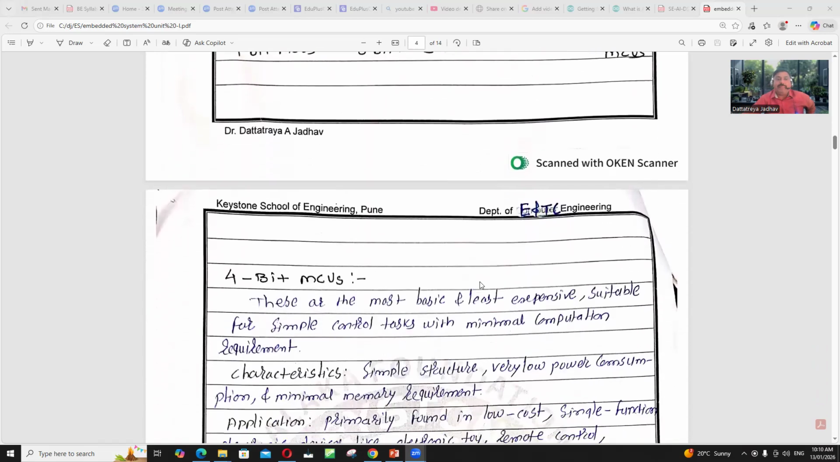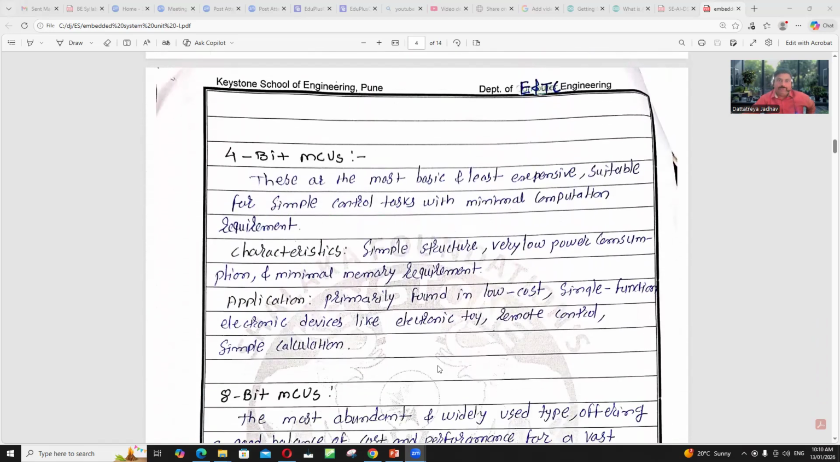Considering these parameters, the 4-bit microcontrollers are the most basic and least expensive, and suitable for simple control tasks with minimal computational requirements. It has a very small number of bits, so the memory requirement is less. The energy requirement, that is the battery, is also less. So they are used for small applications where the minimum requirement will be used.